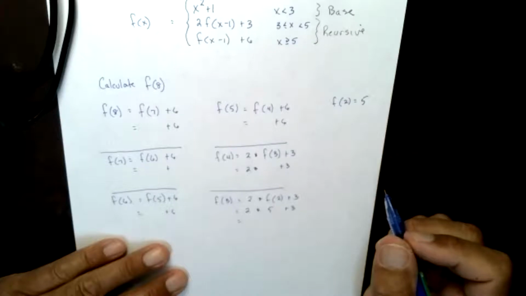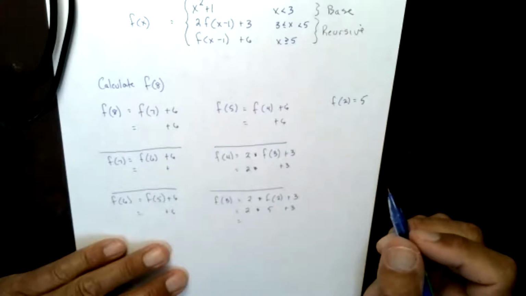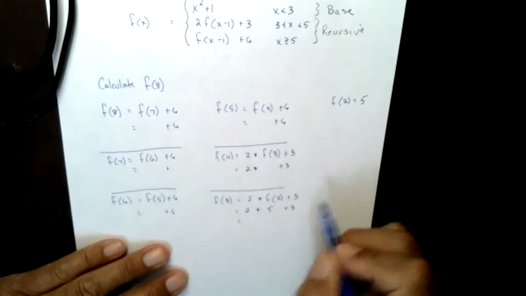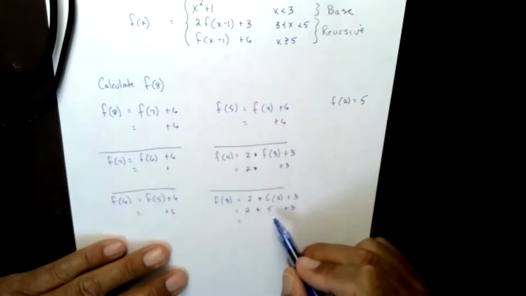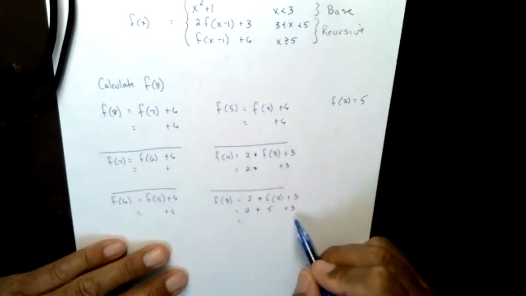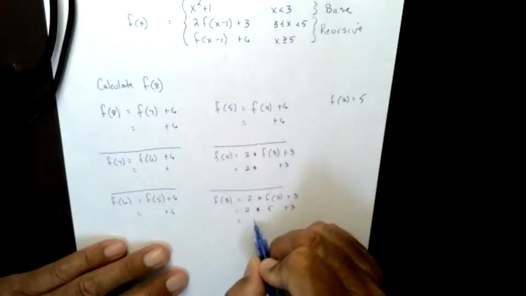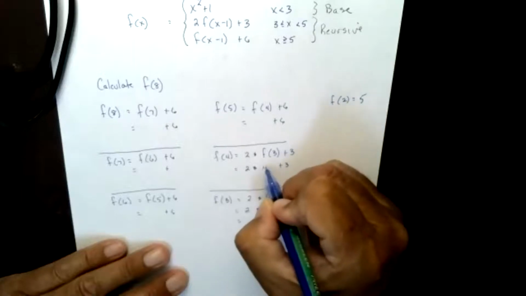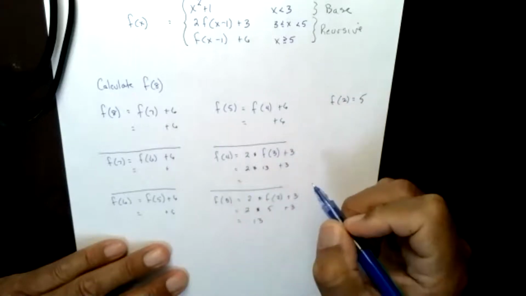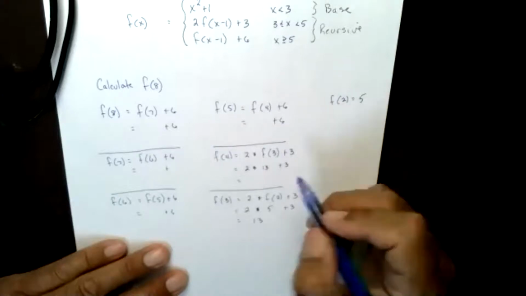You can use your calculators. Actually, you can use your fingers. It's 2 times 5 plus 3. Yeah, 2 times, sorry. That's 13. Keep working my way back. 2 times 13 plus 3.